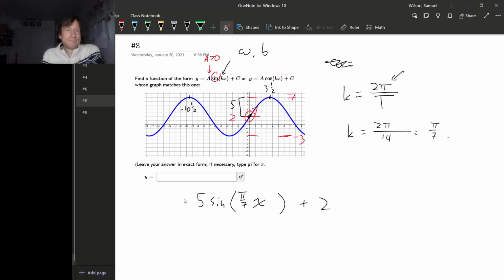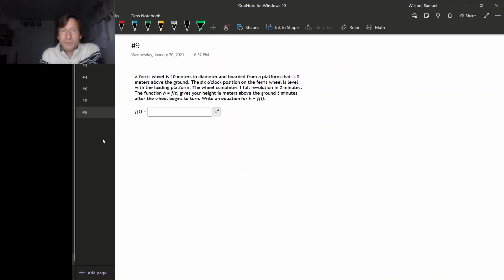And we're done. All right, last one to look at is number 9. Ferris wheel is 10 meters in diameter, so you know, stop right there. Usually we need radius, so the radius is 5 meters. And it's boarded from a platform 5 meters above the ground. Okay, so I guess maybe we should draw a picture here.